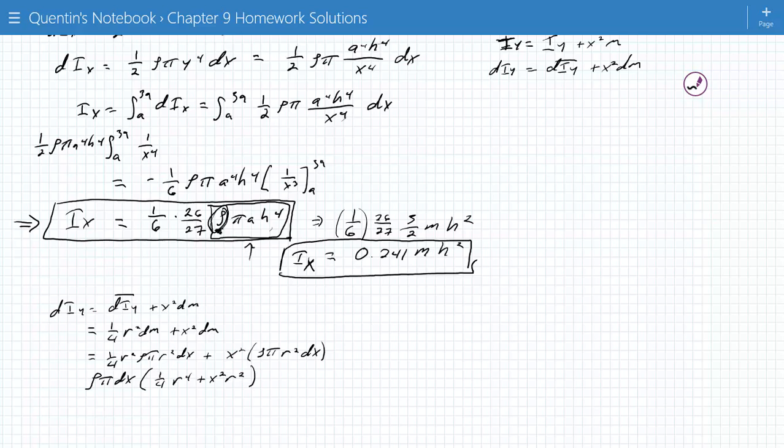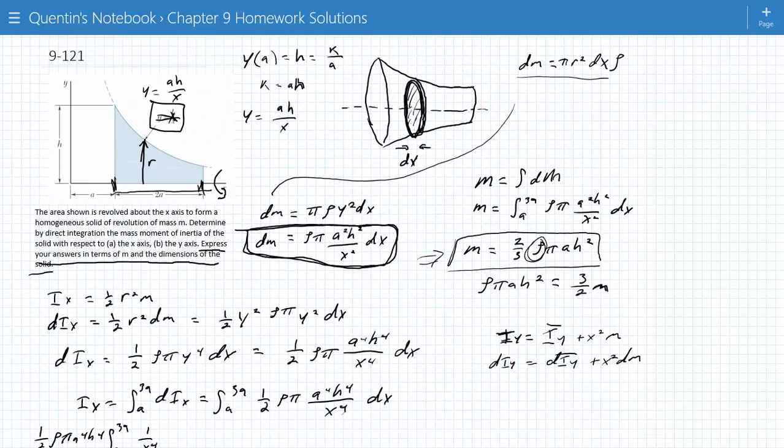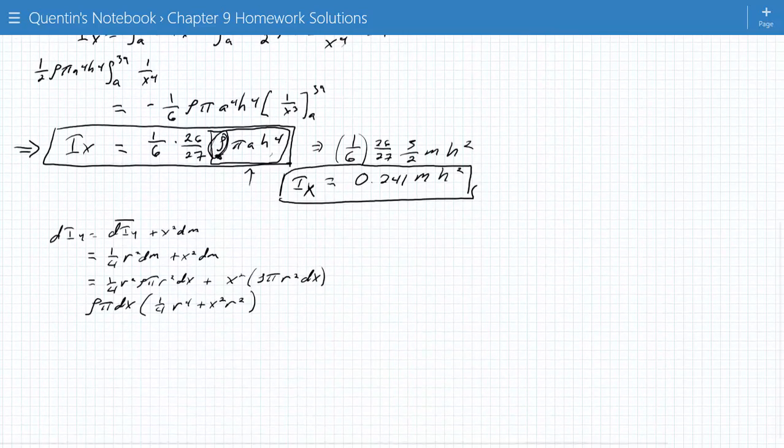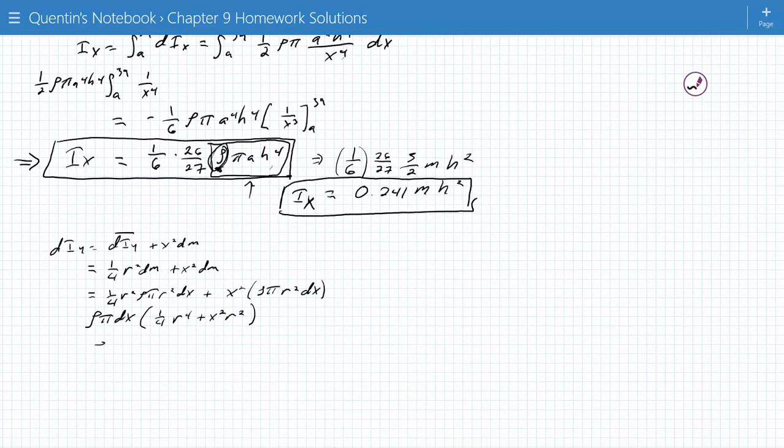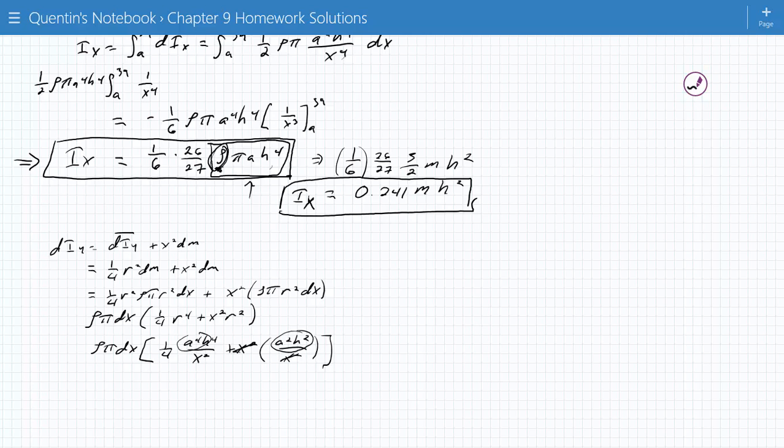Okay, so then I'm going to plug in what r is. Well, r, again, is what? It's this right here. It's the equation of this y, which is given here as a h over x. So I'm going to plug this in. It looks like rho pi dx times 1/4 a to the 4th h to the 4th over x to the 4th plus x squared times r squared, which is a squared h squared over x squared. So you'll notice that cancels. I'm going to pull this out of both of them.